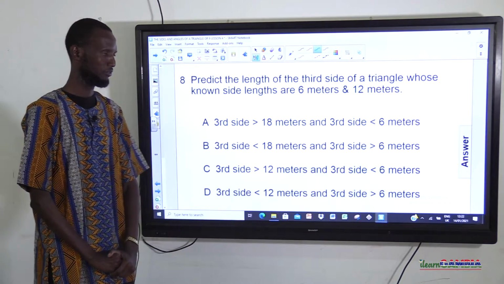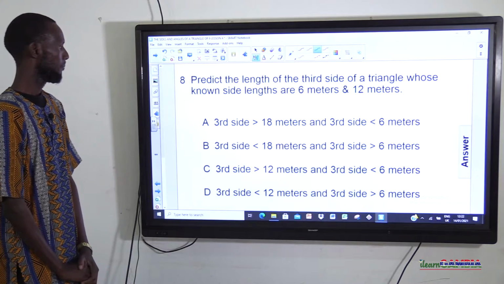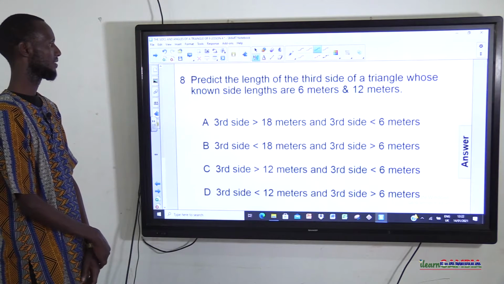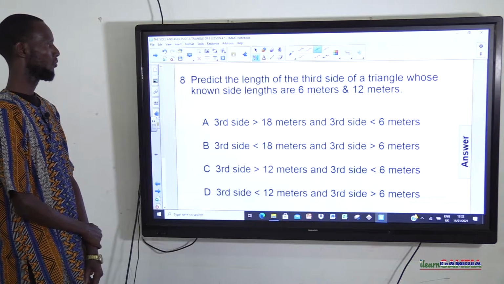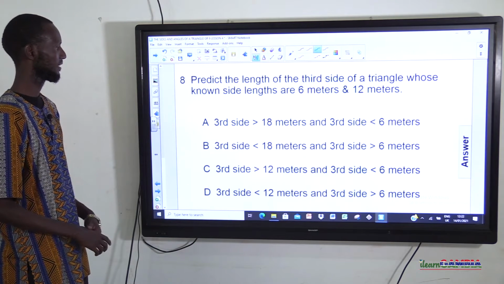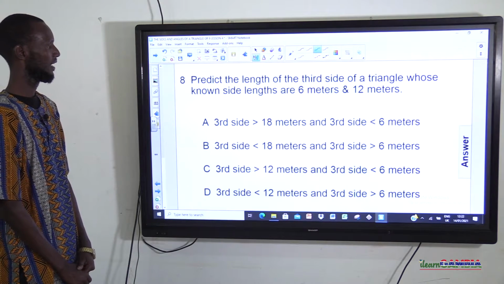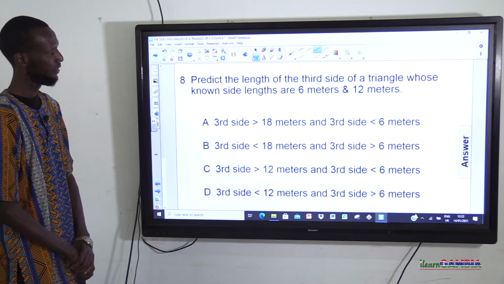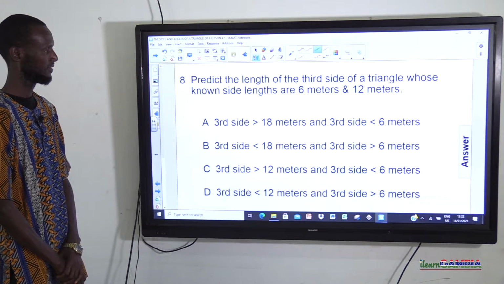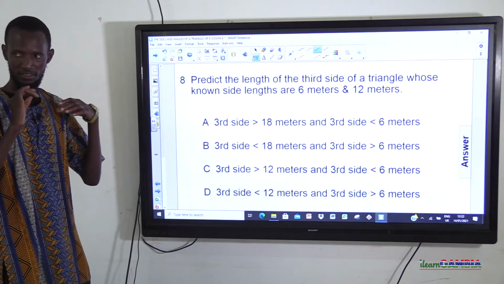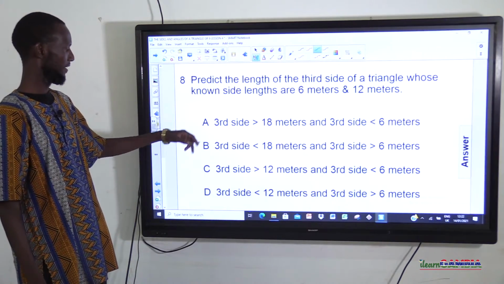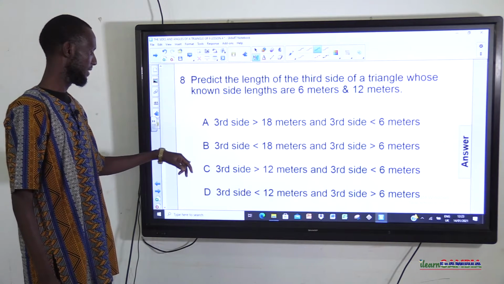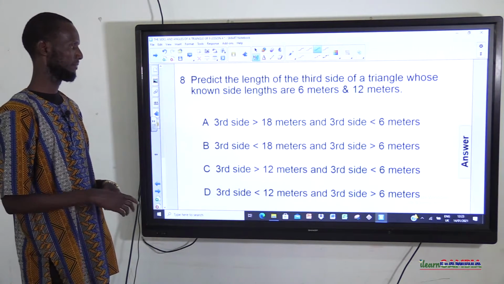Now, this is something for you to try. Predict the length of the third side of a triangle whose known side lengths are 6 meters and 12 meters. Okay? This is something that you should be able to do. Is it A, B, C, or D? Okay?